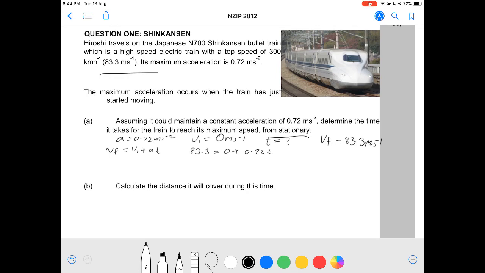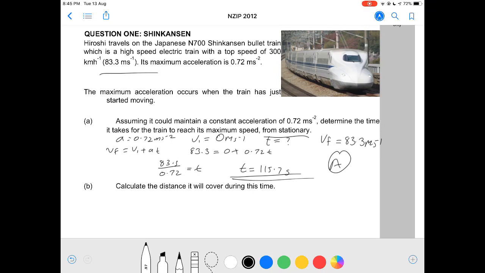So now all you need to do to find T, so 0 plus anything is still the same, the 0 is redundant, so we're just going to get rid of that. So 83.3 divided by 0.72 will give us our T value. And if you plug that into your calculator, you should find that your T value comes out to be 115.7 seconds. And that should be your final answer for this question. And that's a simple achieved question there.